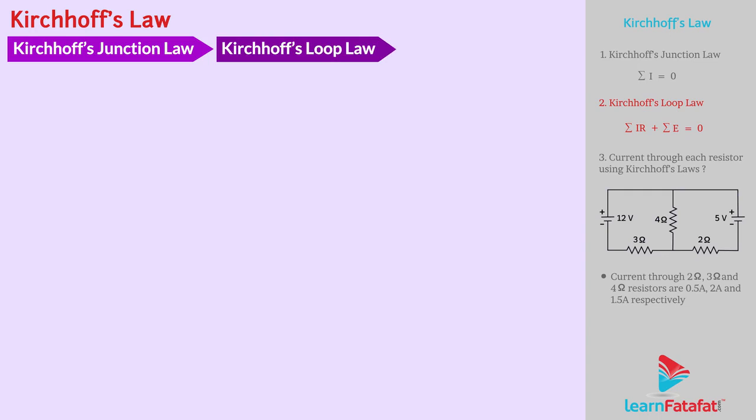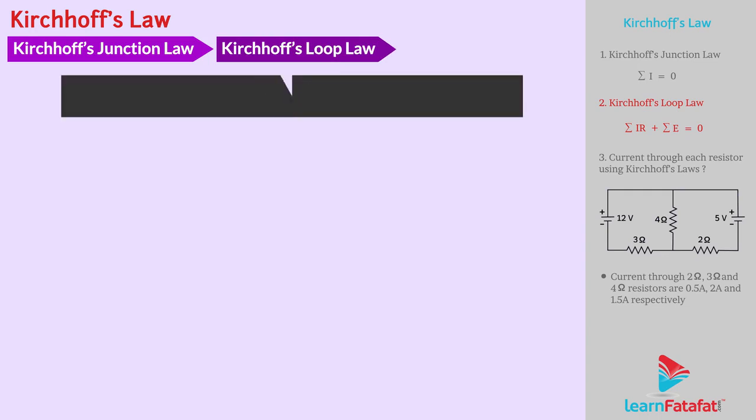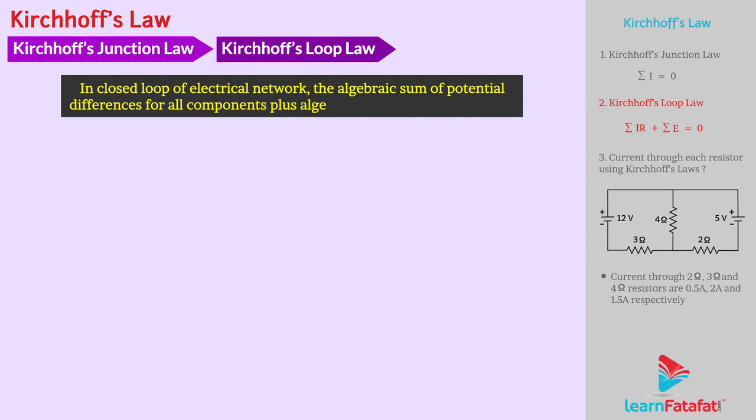Kirchhoff's loop law. Kirchhoff's loop law states that in a closed loop of an electrical network, the algebraic sum of potential differences for all components plus the algebraic sum of all EMFs is 0. Summation IR plus summation E equals 0.